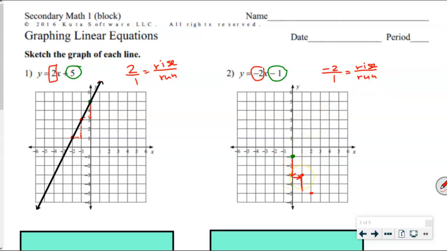And I can repeat that. Down 2 and to the right 1. I've got a couple of good crosshair points. So now I can draw that line and extend it from edge to edge and finish it up with arrows. Okay, students in class, erase your marker boards, erase that last line, you're ready for your next one.